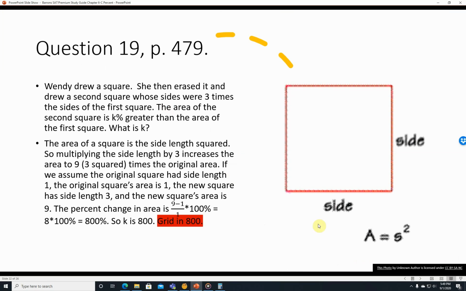Well, the area of a square is the side length squared. So you take the side here times the side, the area is equal to side squared. And so if you increase the side length by 3, then you have 3 times side, then the area is going to be equal to 9s squared. So it increases the area to 9 times the original area. If we assume the original square had side length 1, which we should, the original square's area was 1, and the new square has side length 3, and the new square's area is 9. So the percent change would be the new value, 9, minus the old value, 1, over the old value, 1, which is 8 over 1, which times 100%, which is 8 times 100%, which is 800%. So K is 800. Grid in 800.